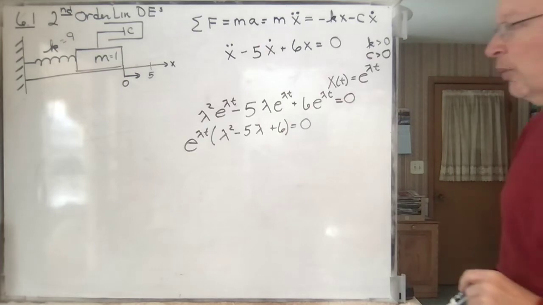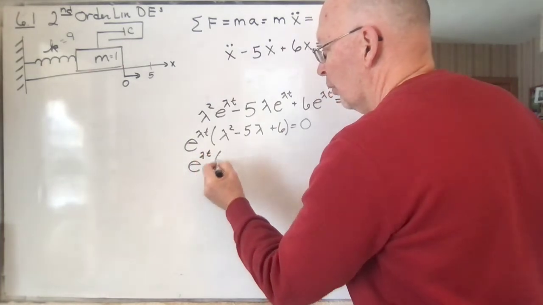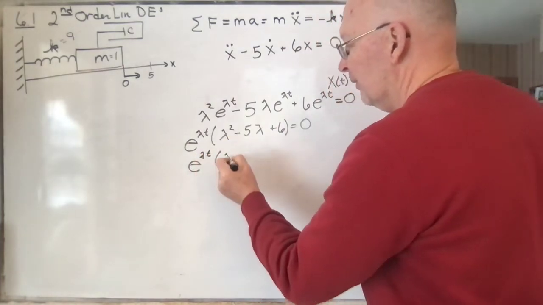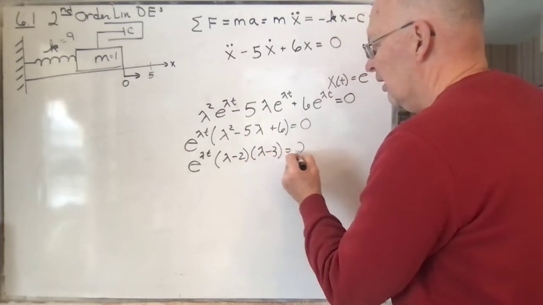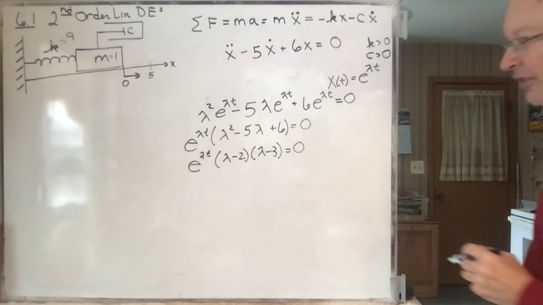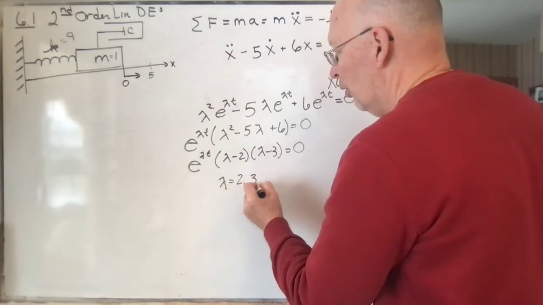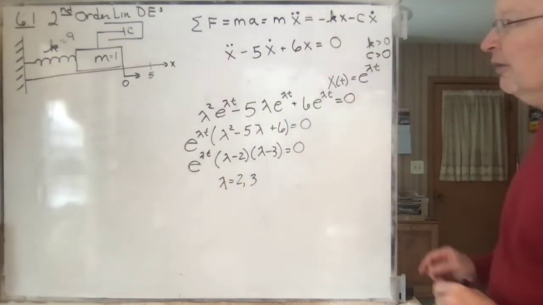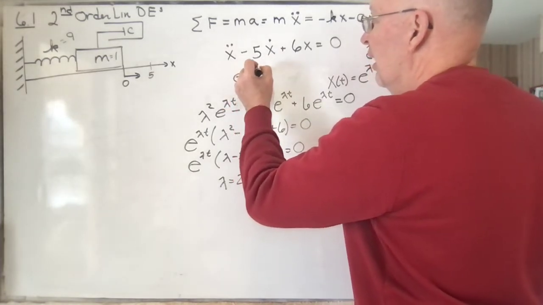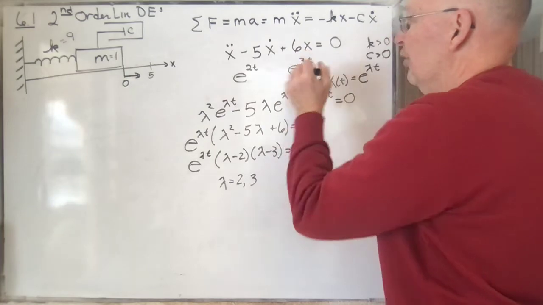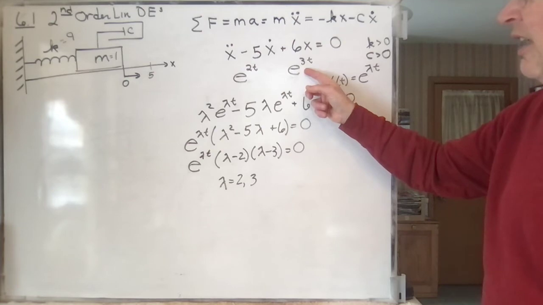And that's just a quadratic. This is going to be 0 whenever that thing can be factored into lambda minus 2 times lambda minus 3 is equal to 0. And so lambda, since e to the lambda t will never be 0, is either equal to 2 or 3. So that tells me that there are two solutions, e to the 2t and e to the 3t. And again, notice that they are linearly independent. There's no way I can get this one by just taking a constant times this one.